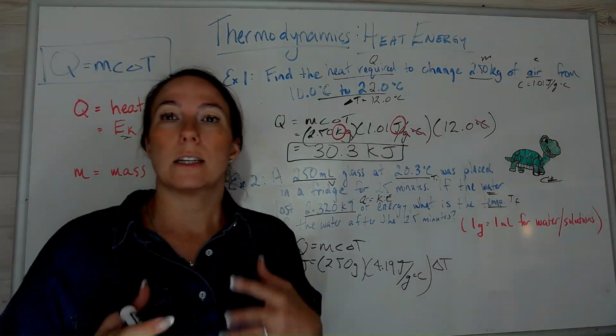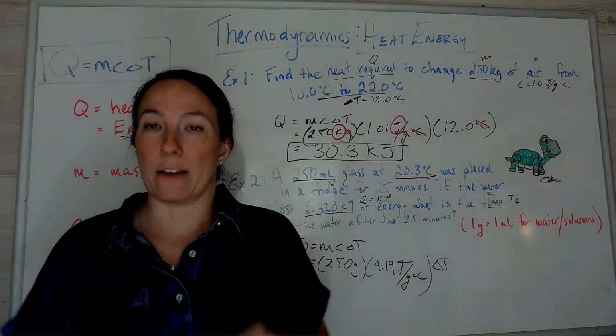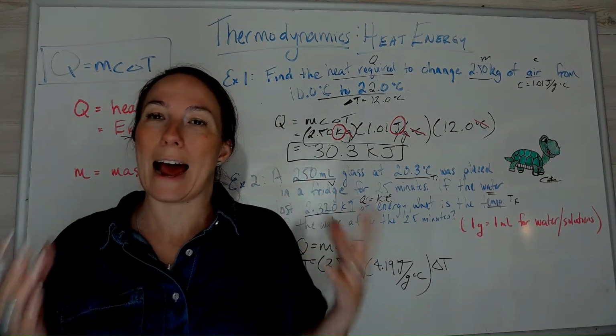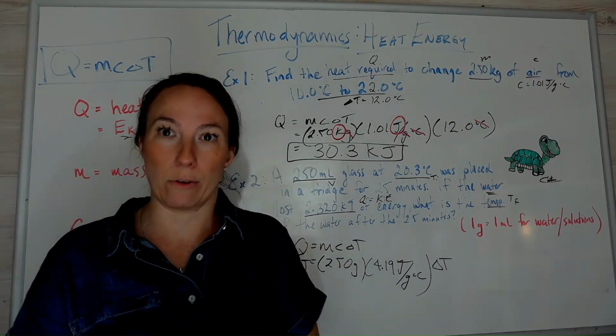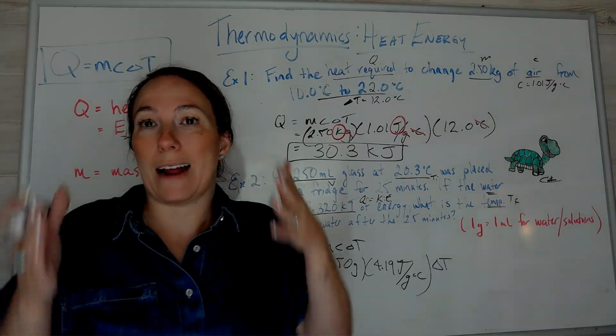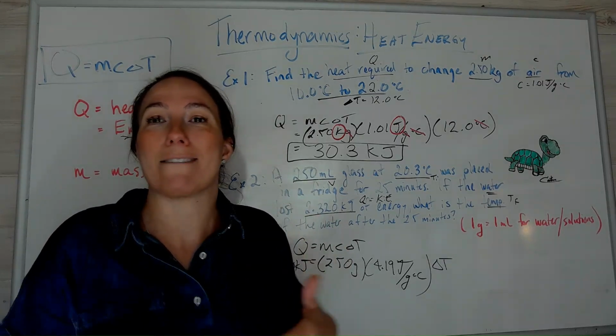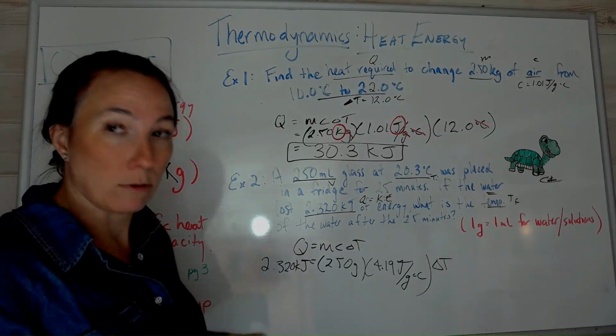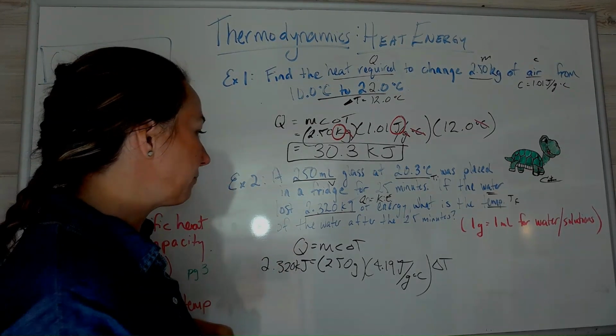We treat Q as an absolute value. Whenever it's asked, it's always about absorbed, lost, gained. It's asked for in an absolute value. So we treat Q as an absolute value. It's not going to have a negative or a positive in front of it. Everything here is about its absolute value.